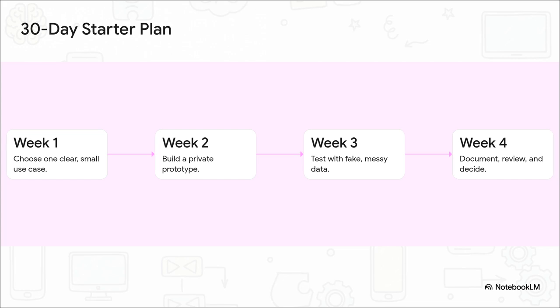Week 3. Test it with fake, totally messy data. Deliberately try to break it with incomplete cases and questions the AI shouldn't answer. Finally, Week 4. Document, review, and decide. Note what triggers your app, where the data goes, and who reviews it. Then decide if you want to improve it, pause it, or rebuild it. This is exactly how you build absolute confidence gradually without the high stakes.